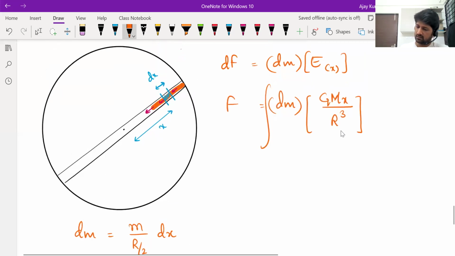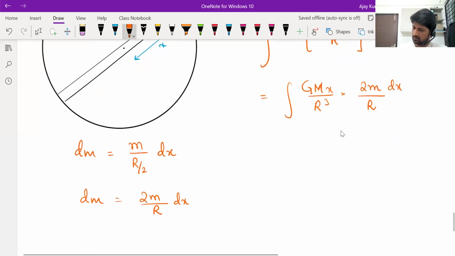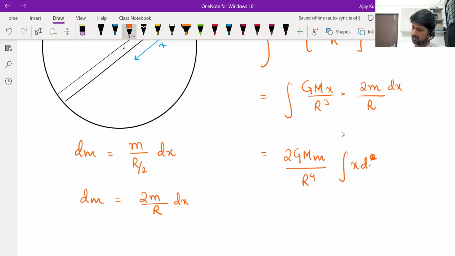Put that there. So the force becomes the integral of GMx by r cube into 2m dx divided by r. So 2GMm by r power 4 will stay out of the integral. What will be left inside the integral? x dx. The integral of x dx is x square by 2.